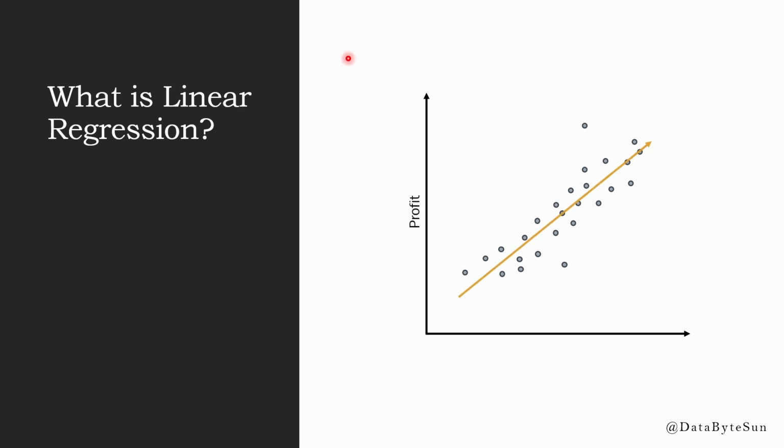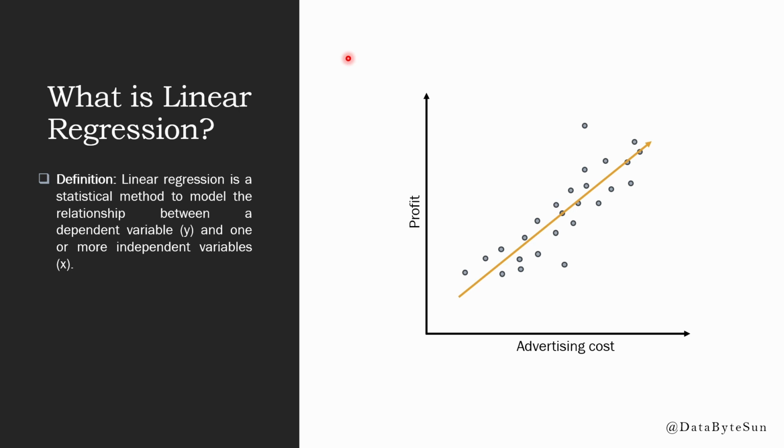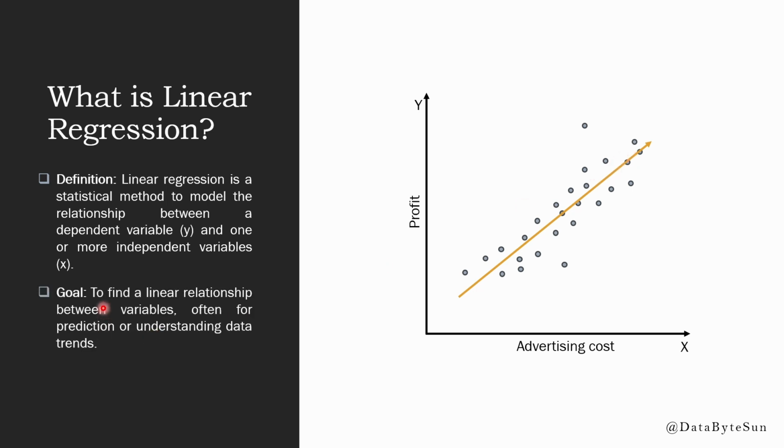Let us say we want to predict a company's profit based on its advertising costs. By definition, linear regression is a statistical method used to model the relationship between a dependent variable y and one or more independent variables x. In simple terms, it's like finding the best fit line that closely matches the data points. So here our goal is to find the linear relationship between variables, often for prediction or understanding data trends.